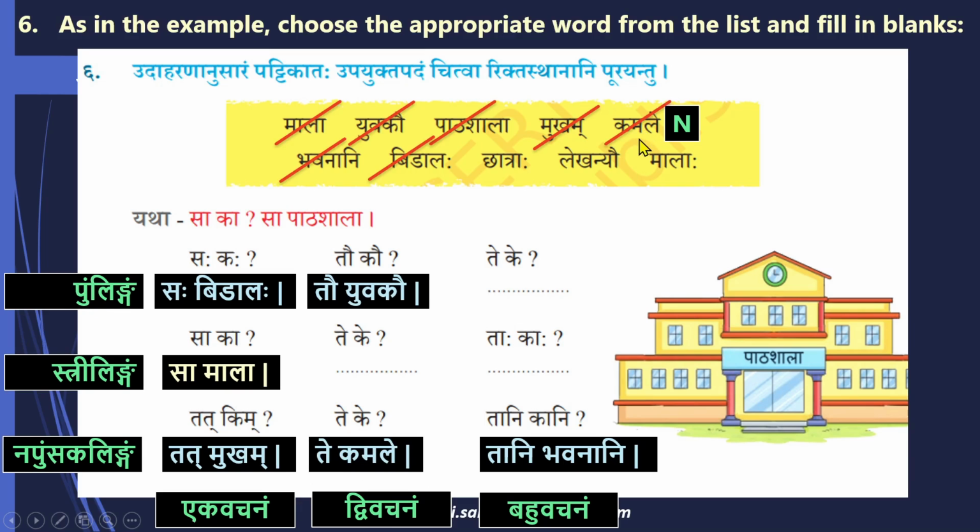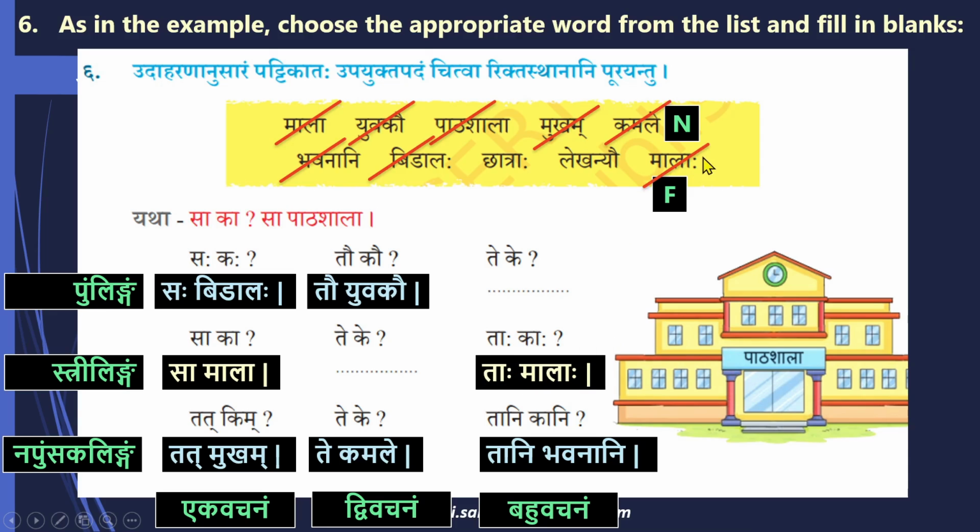It's almost like solving a puzzle, like solving a mathematical problem. Very interesting kind of question they have given. It's really enjoyable. Next we have 3 entries: Chhatraha, Lekhanyau and Malaha. We saw Mala is a Strilinga pada. So Saka is Samala. Tahakaha, this is a Strilinga pada I showed you. So Taha Malaha.